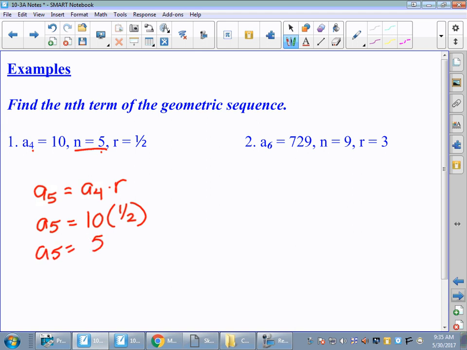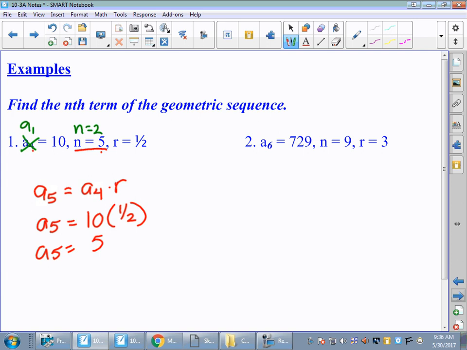Another way to do that problem is we could actually temporarily just call this a sub 4 a sub 1. If that becomes a sub 1, then you're not looking for the fifth term, we're looking for the second term. And then you could use the other formula. So sometimes you have to do that. If you look at number 2, that's going to apply here.